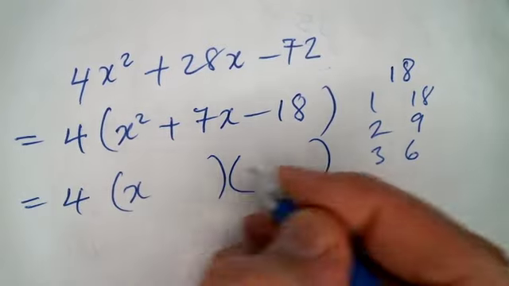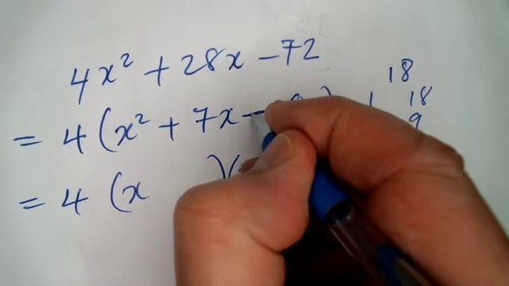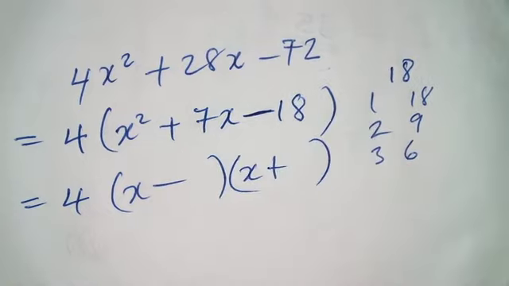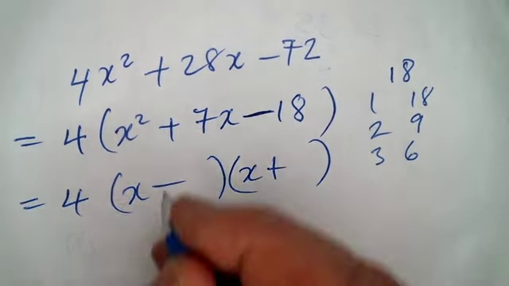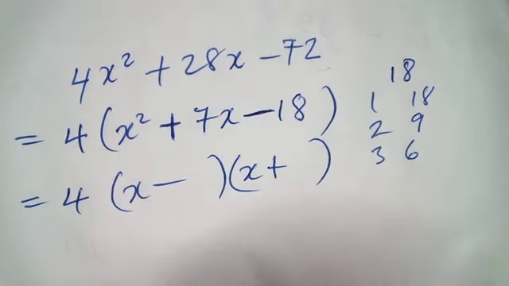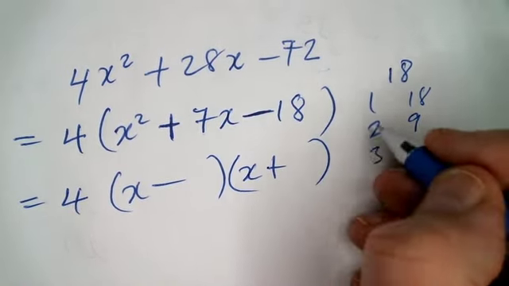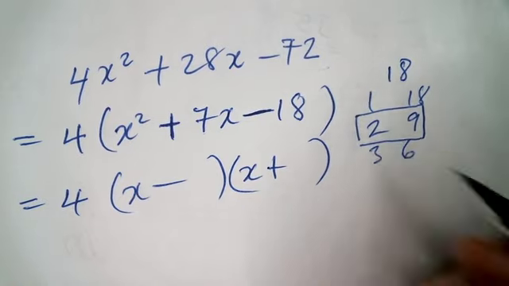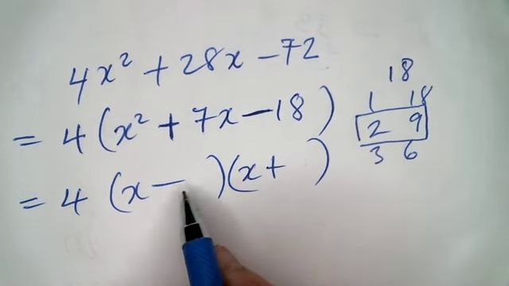So I write my x and my x. I notice the signs are going to be different, so I've got a plus and a minus in there somewhere, and I notice that whatever I choose must add or subtract to give me a plus 7. Well, there's only one thing that does that, and that's the 2 and the 9. So where does the 2 and the 9 go here?